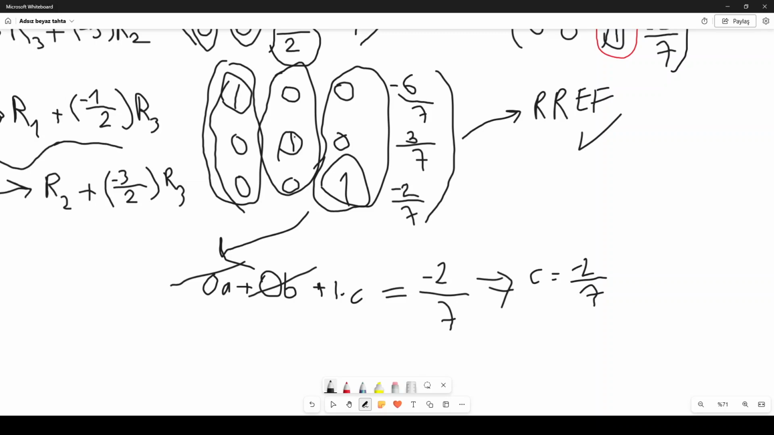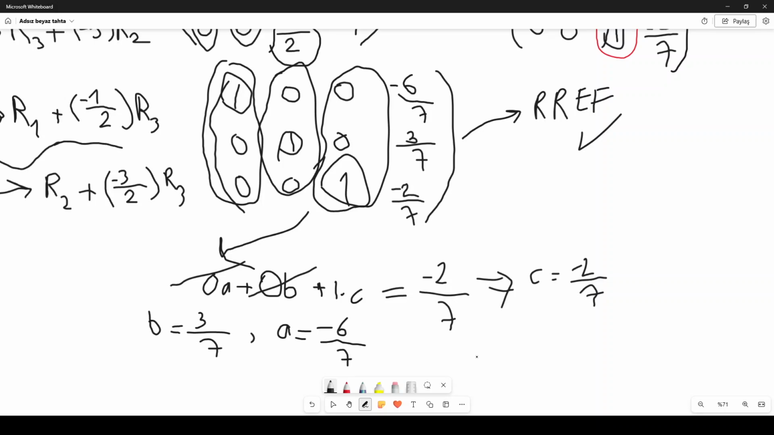And in the above equation again, you see 0A plus 1B plus 0C. So we only have B, right? This is the other unknown variable, and B is equal to 3 over 7. It's just as simple as that, right? We don't even need to divide both sides by the coefficient of the unknown variable, because the other coefficients are equal to 0, right? And for the first equation, 1A plus 0B plus 0C is equal to minus 6 over 7, which means A is equal to minus 6 over 7.